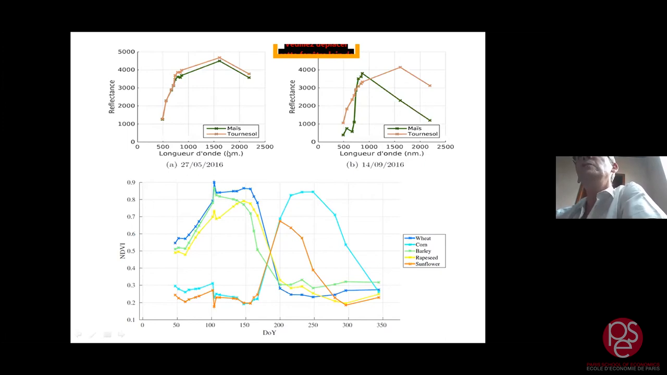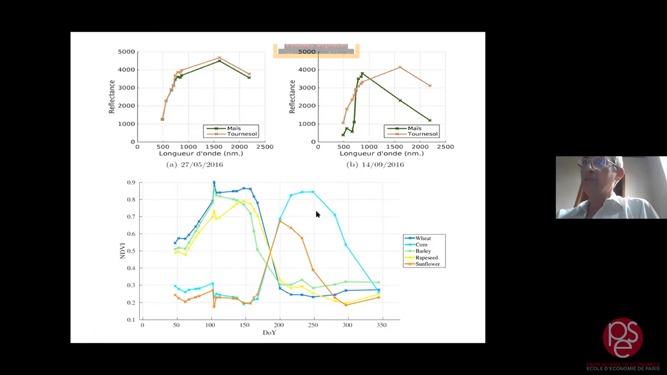It means that at the end of May, I will have a very important confusion, an important risk of confusion between these two cultures. And it seems that in other dates of the summer, I may have more chance to distinguish, to have a better land cover, distinguish between these two cultures.